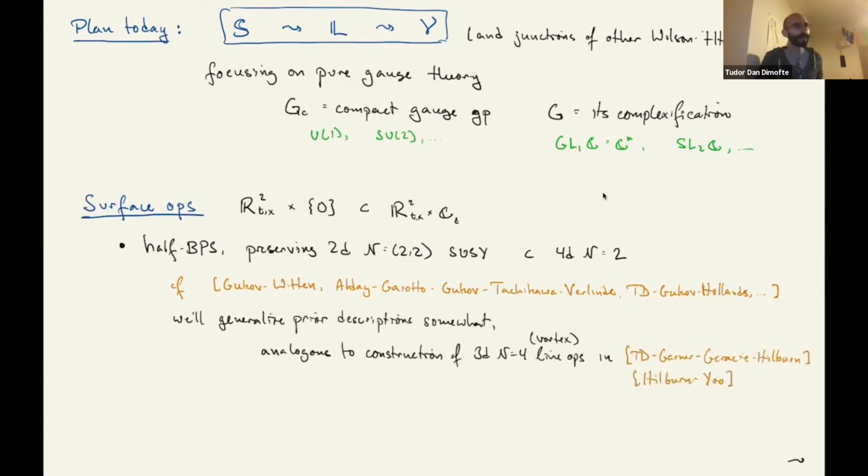I will say that the description I give in a moment will generalize Q-cohomology type constructions in a way analogous to what I did with Garner, Gerasi, and Hilburn, trying to describe 3D N=4 line operators and some algebraic constructions of Justin Hilburn and Philsang Yoo. So I'll explain what I mean by generalizing immediately. So how do we figure out what sort of data describes the surface operator?